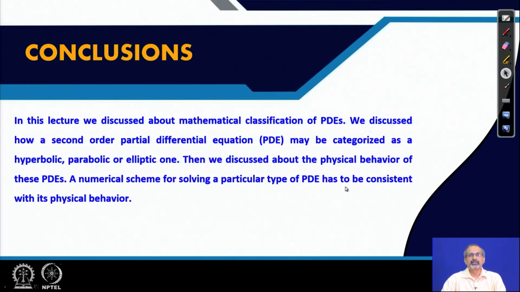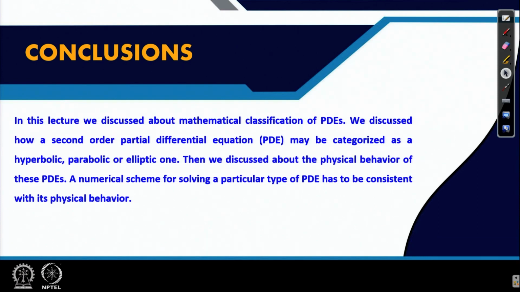So, in this lecture we discussed the mathematical classification of partial differential equations in the beginning, and then we discussed how a second order partial differential equation may be categorized as either a hyperbolic, parabolic or elliptic one. Subsequently, we discussed the physical behavior of these partial differential equations, and a numerical scheme for solving such a partial differential equation will certainly have to take care of its physical behavior.